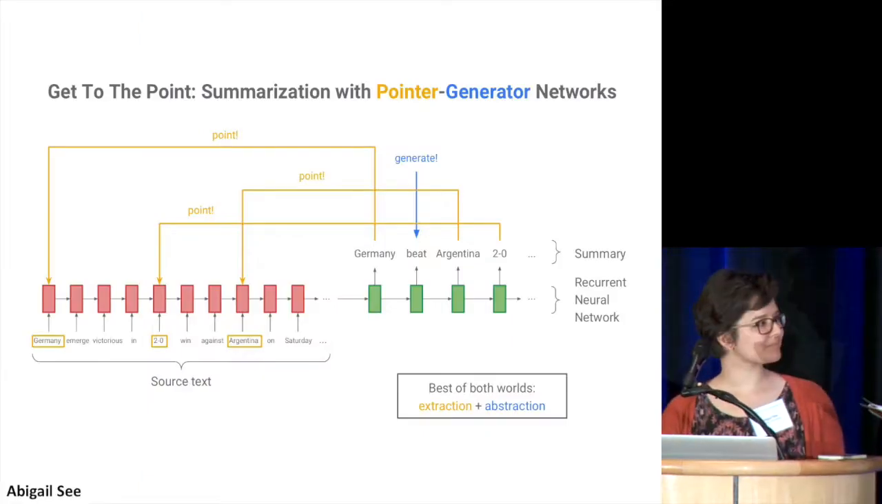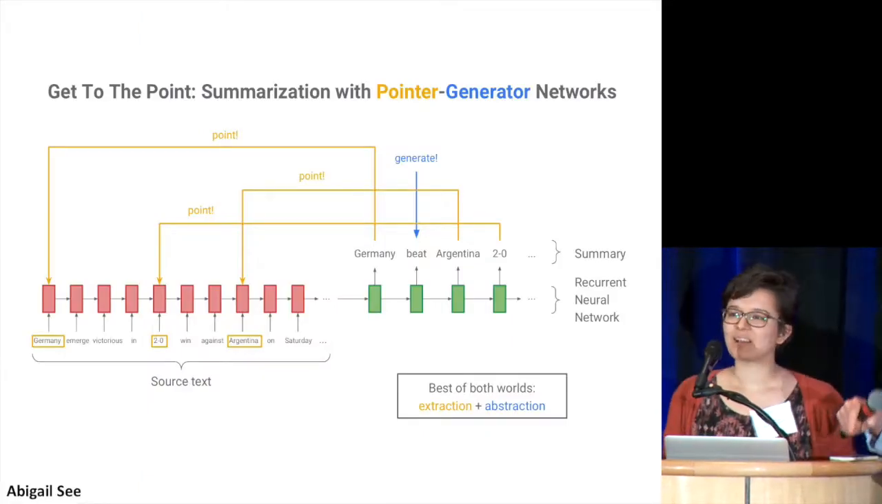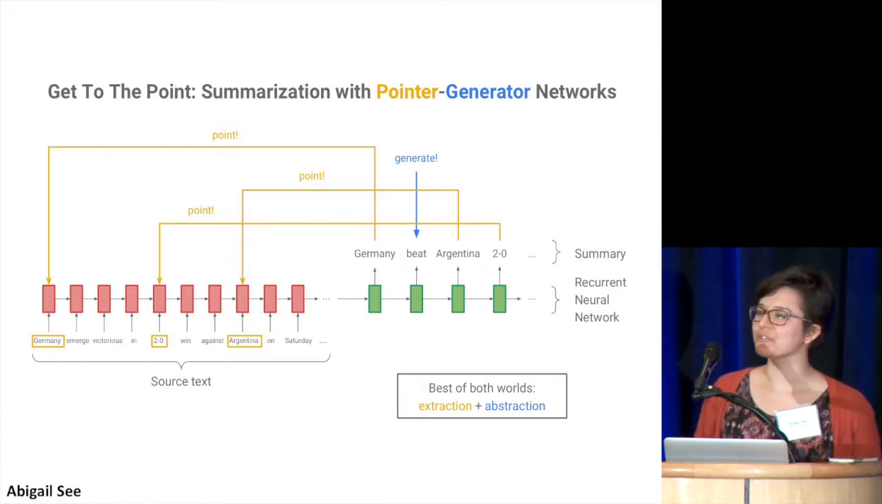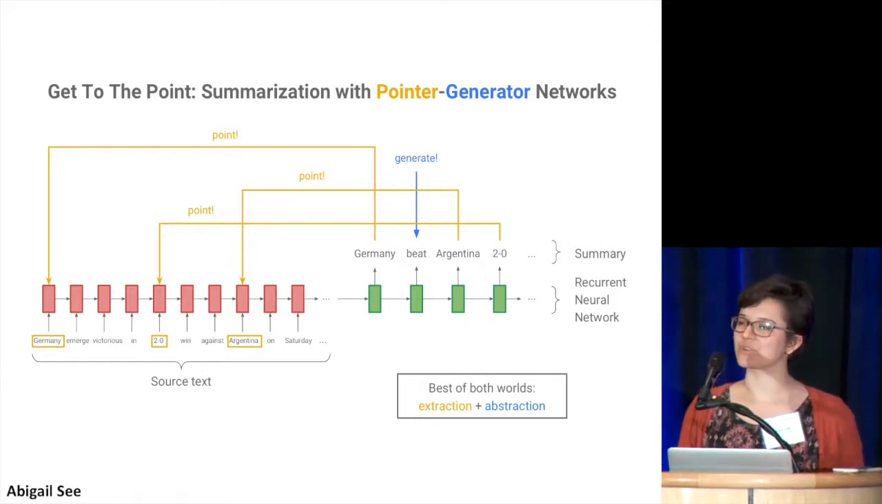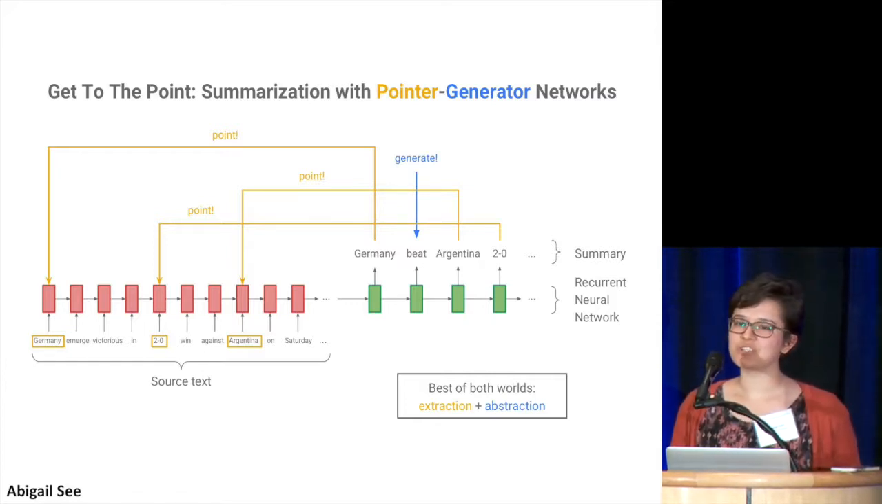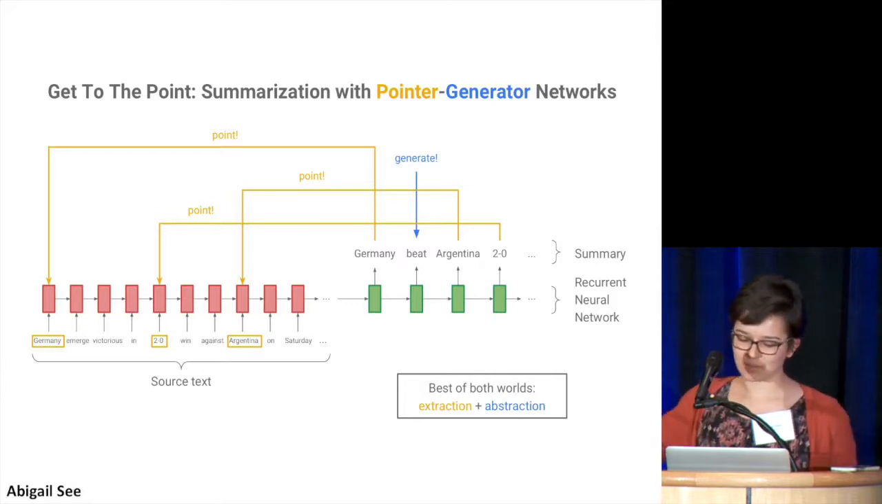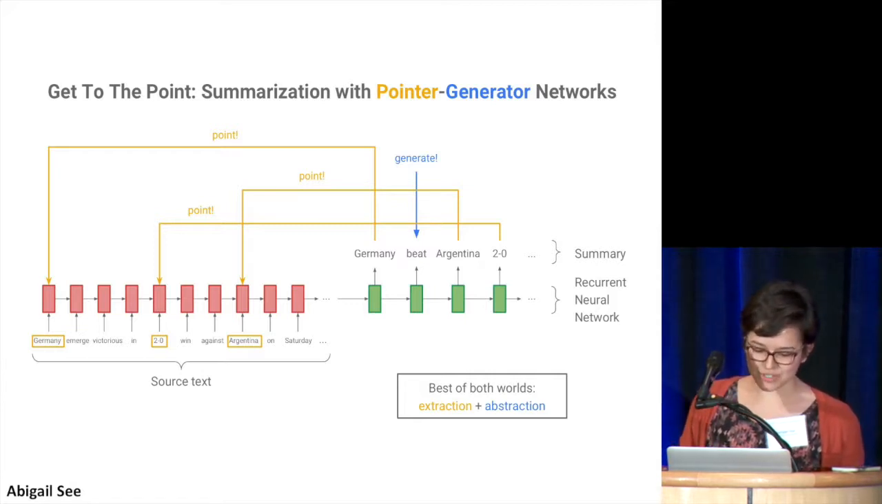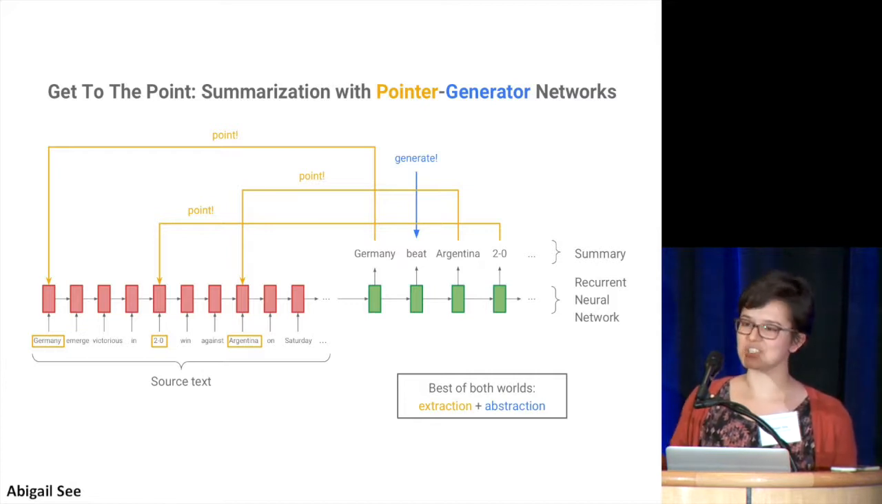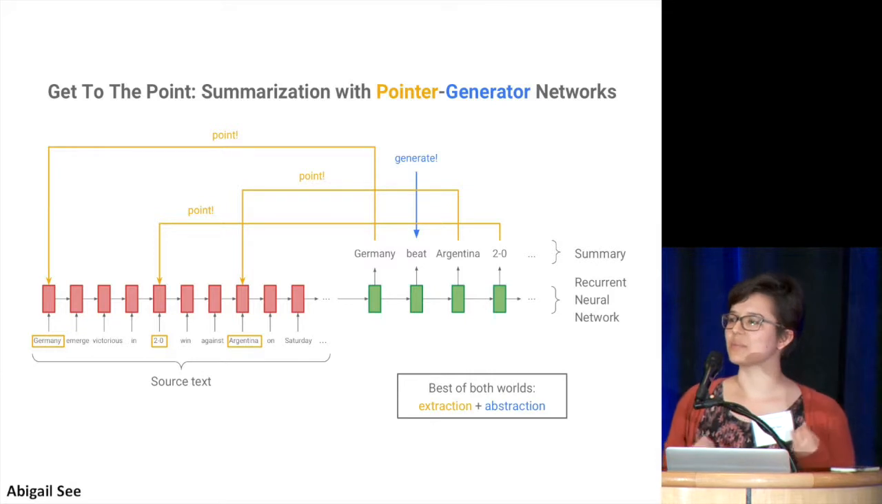Our next presenter is Abigail C. Hi, Abigail. Hi, I'm Abby, and this is work from the Stanford Natural Language Processing Lab. So what we're trying to do here is automatic text summarization. So we want to take a long piece of source text, let's say a news article, and the example on the slide is Germany emerged victorious in 2-0 win against Argentina on Saturday, etc., etc. And we want to condense that down to something much more concise. So for example, Germany beat Argentina 2-0.